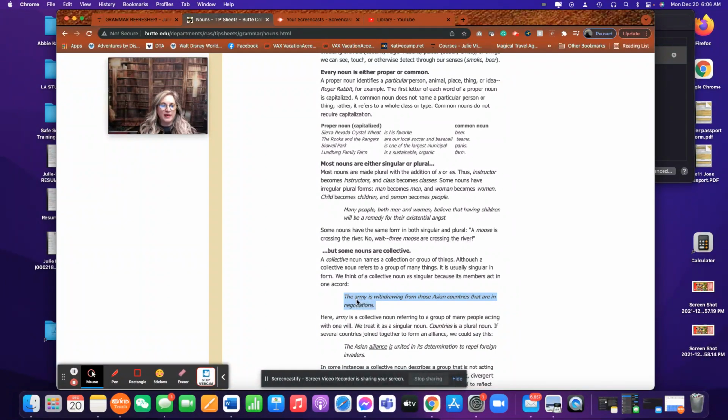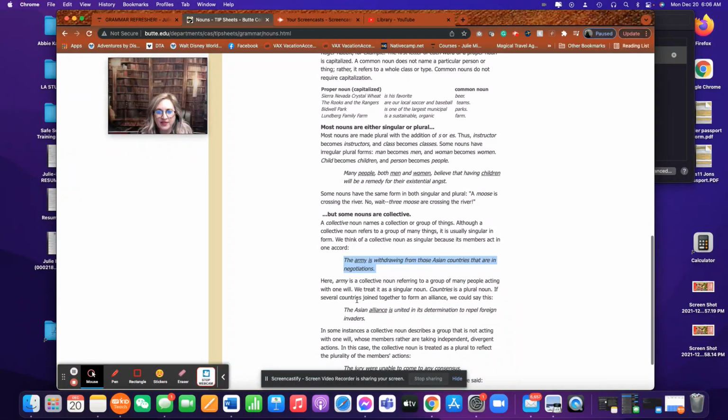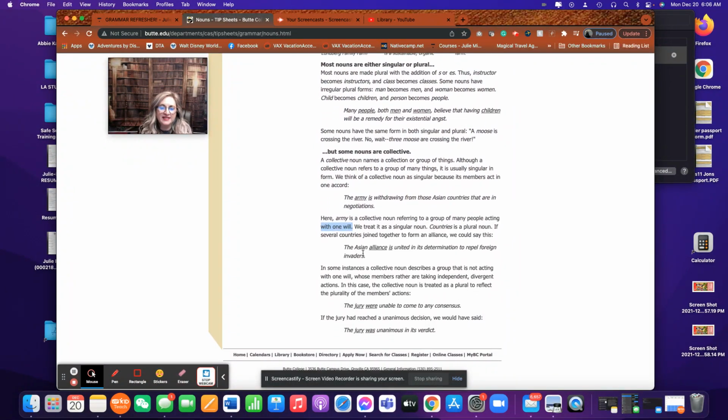In this case, army, yes, there are lots of people in the army, but we would say army divisions if we were going to make it plural. In this case, army is a collective unit. Team is a collective unit. Okay. Anything that is a unit that represents groups of people, those are collectives. And this is how you know: people acting with one will. Okay. So it's treated as a singular noun. Some other examples. The Asian Alliance is united in its determination to repel foreign invaders.